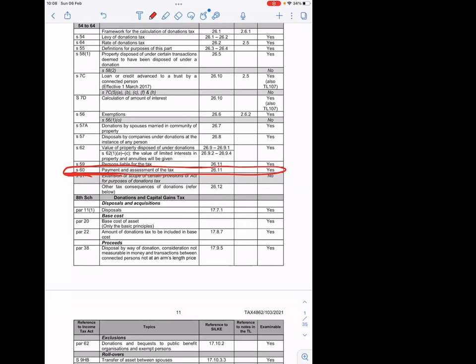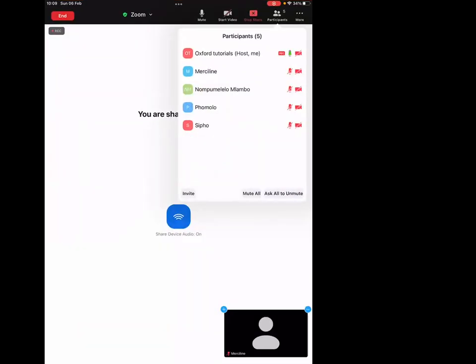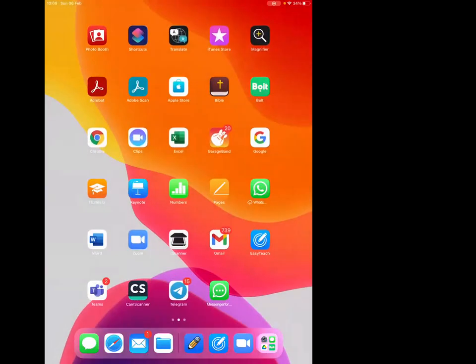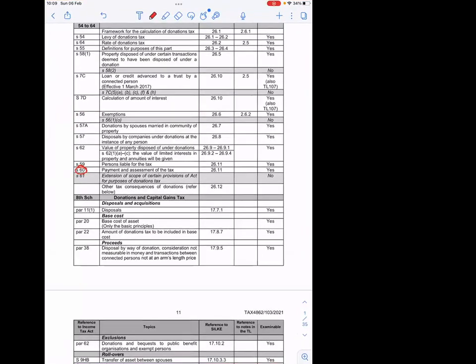Right. Let's go to section 60 now. We have to study the entire section 60, as you can see there. Payment and assessment of the tax. Now we want to hear how this donation tax is paid. Is there a year of assessment where we put together all the donations, or do you simply pay per donation? Let's find out.